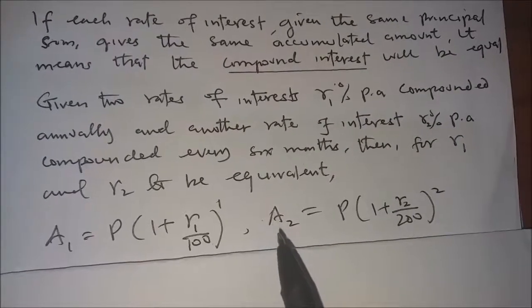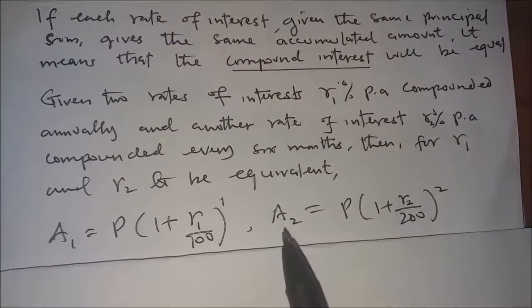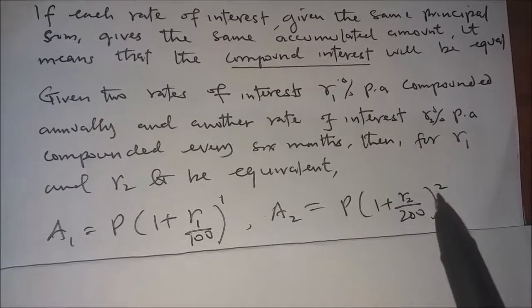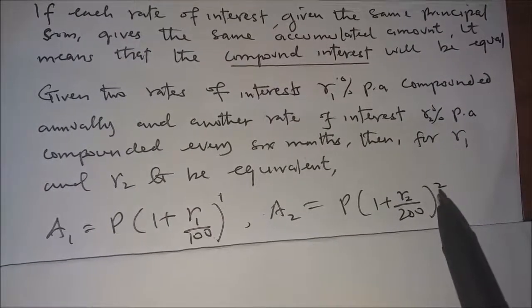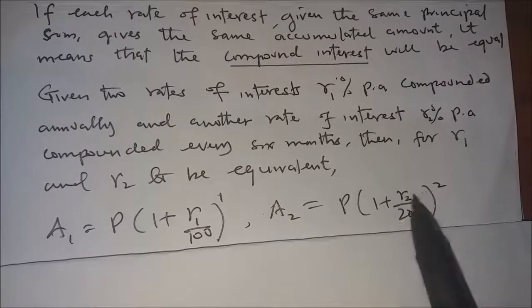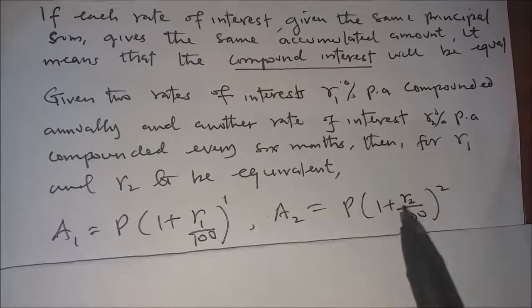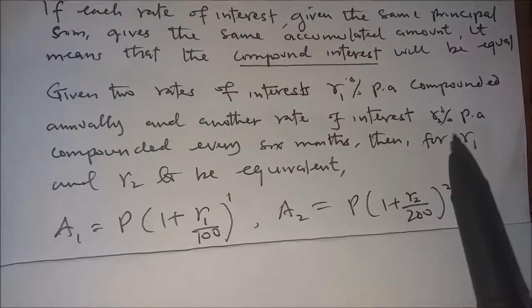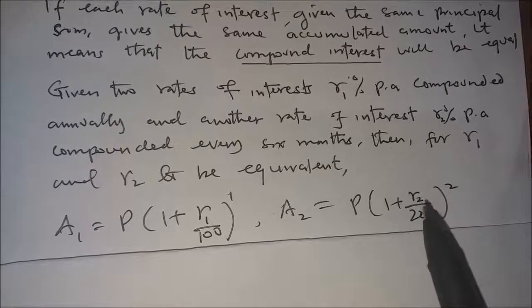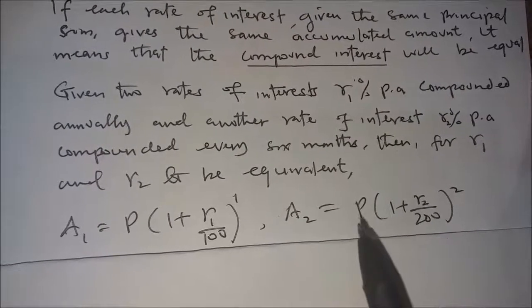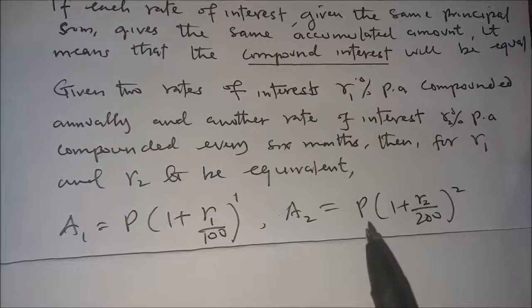Now, with R2% per annum compounded every 6 months, the frequency will be 2 in 1 year. And so we divide R2% by 2, so we shall have here R2 over 200. The principal is the same.